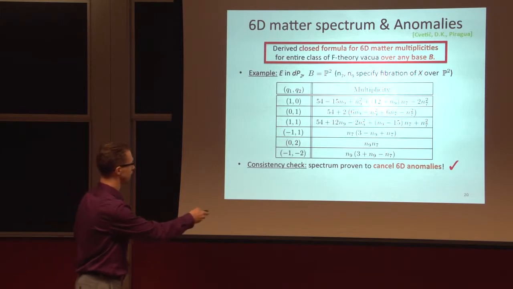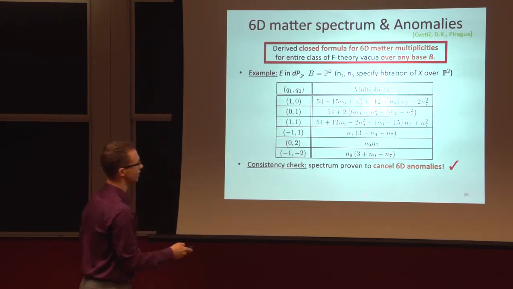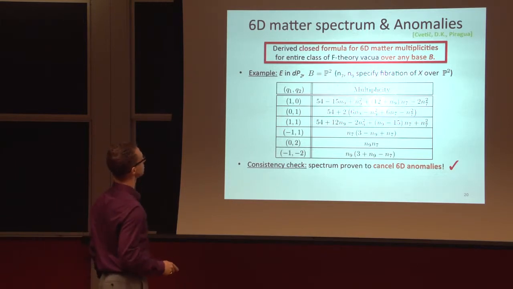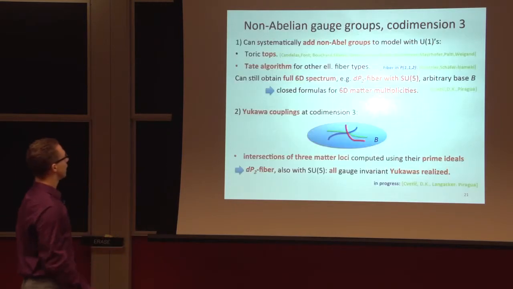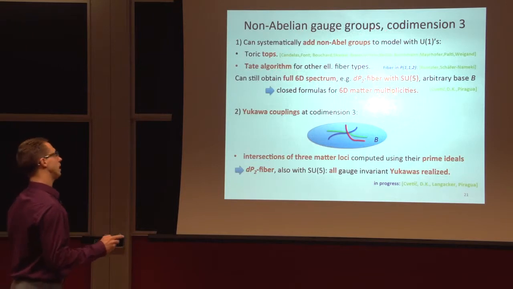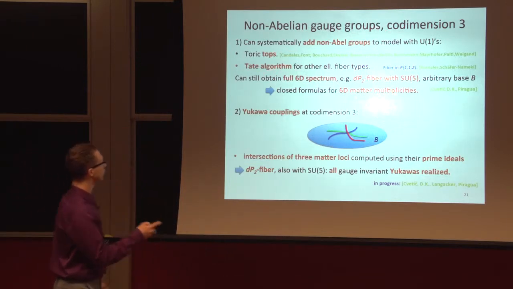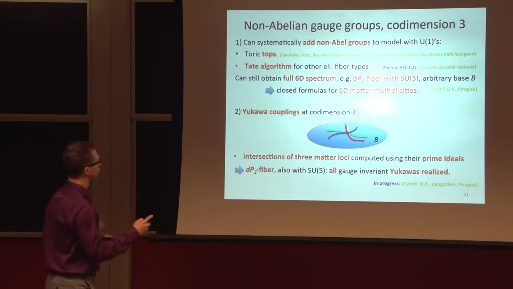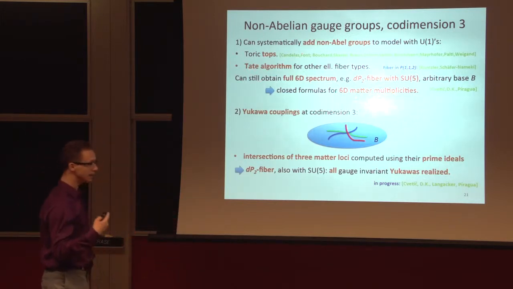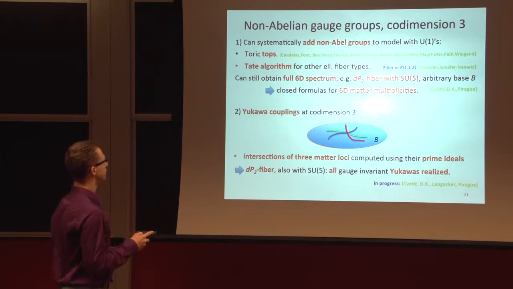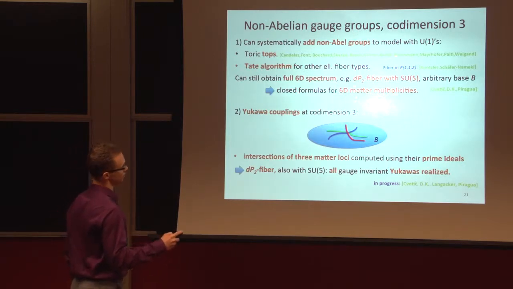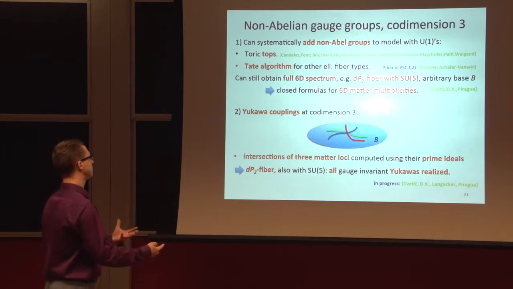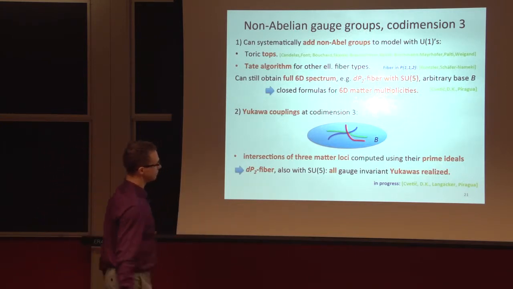Then you can go on and check consistency of the theory, like 6D anomaly cancellation. You see that the theory actually makes sense. Okay, so now you can even go further and systematically add non-abelian groups. This can be done by using toric tops or extending the Tate algorithm to other elliptic fiber types, which has recently been done for the fiber in P112. And you can still apply these techniques to obtain the full 6D spectrum.